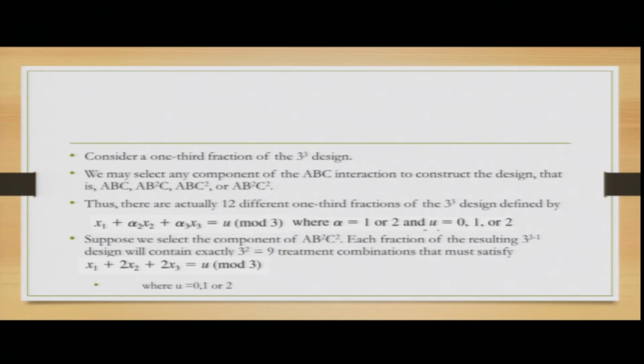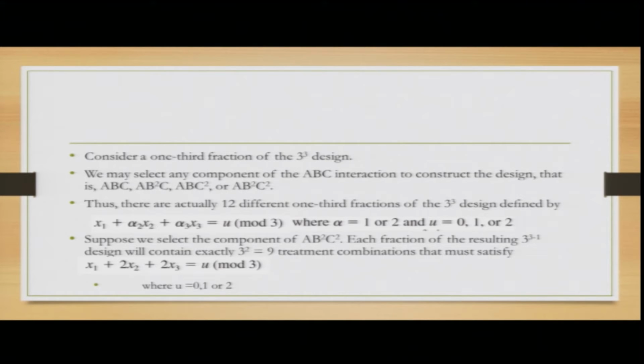Thus, there are actually 12 different 1/3 fractions of the 3^3 design defined by this. So, you will basically have x1, obviously with factor alpha 1, but we are considering it as 1. Then x2 multiplied by its corresponding factor alpha 2, plus x3 multiplied by its corresponding factor alpha 3. Obviously alpha 1, alpha 2, alpha 3 can take any values. Here in this case, alpha 1 is 1, in mod 3, where alpha is equal to 1 or 2, and the modulus 3 result of these combinations can be 0, 1, 2.